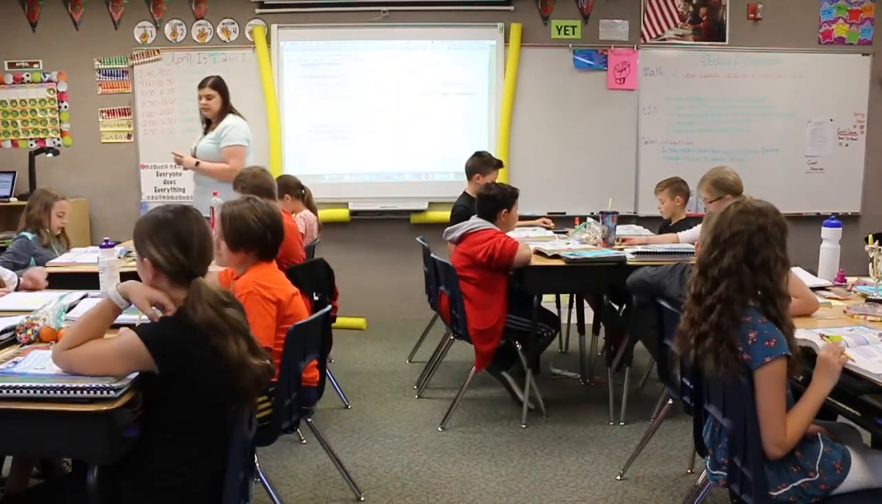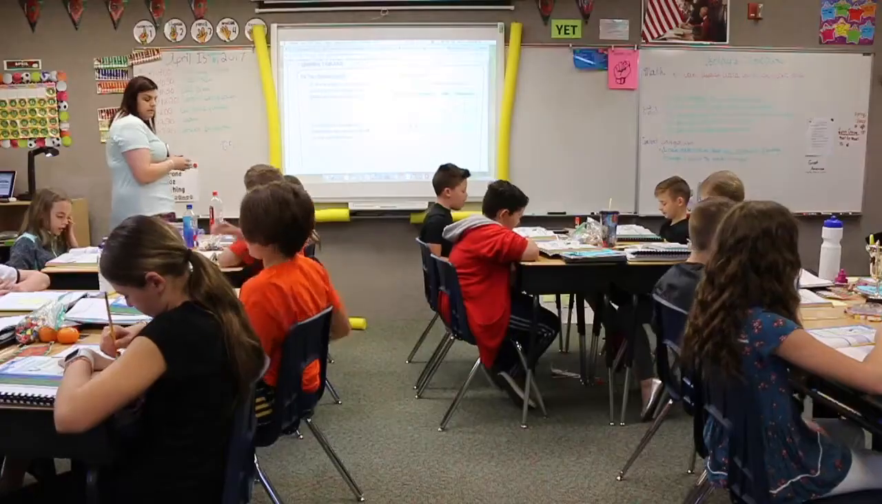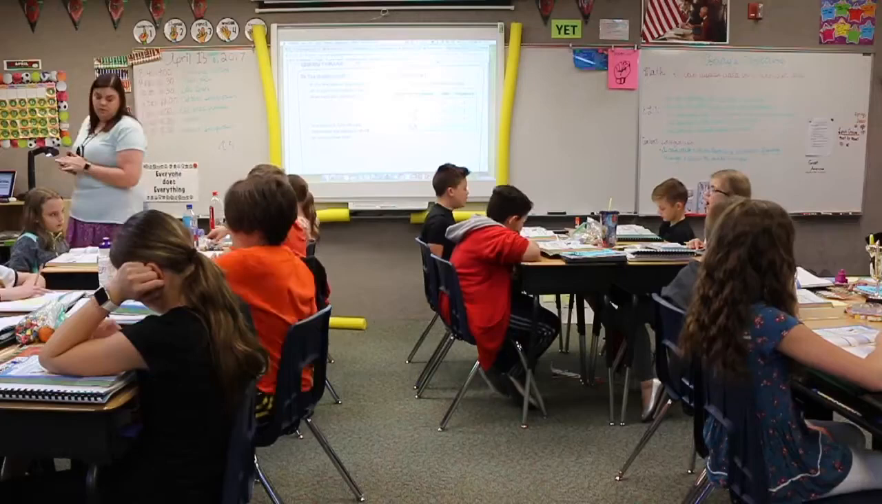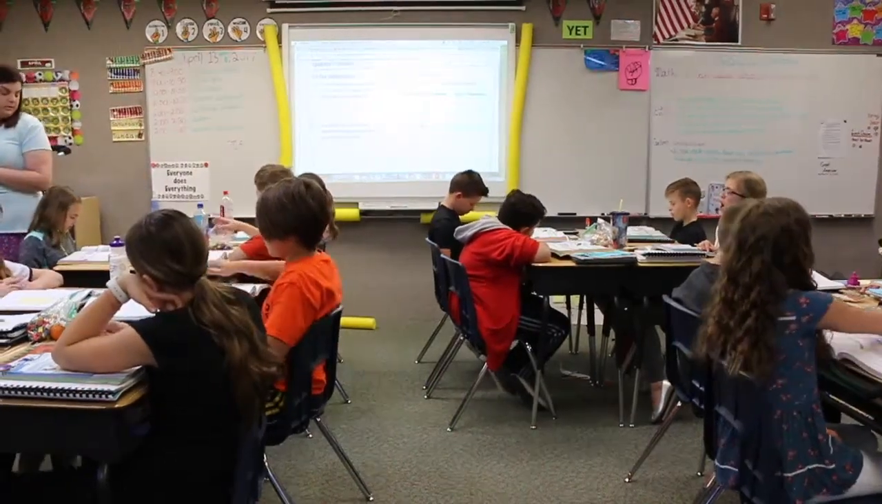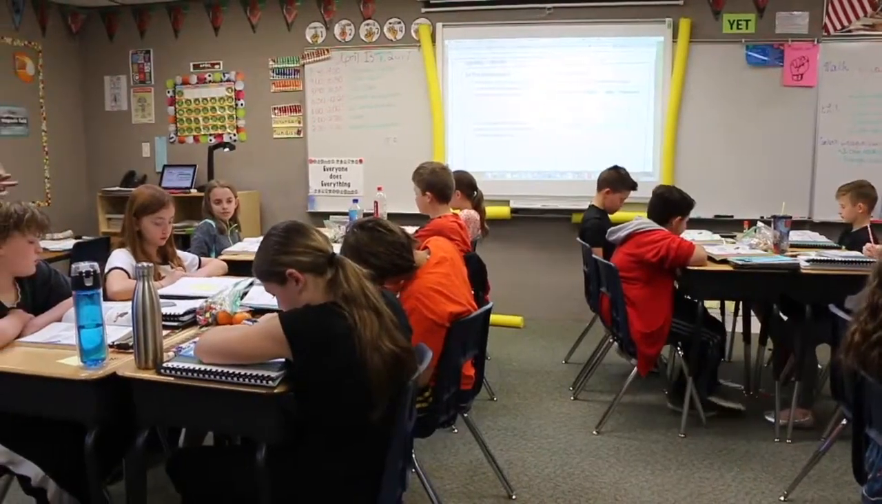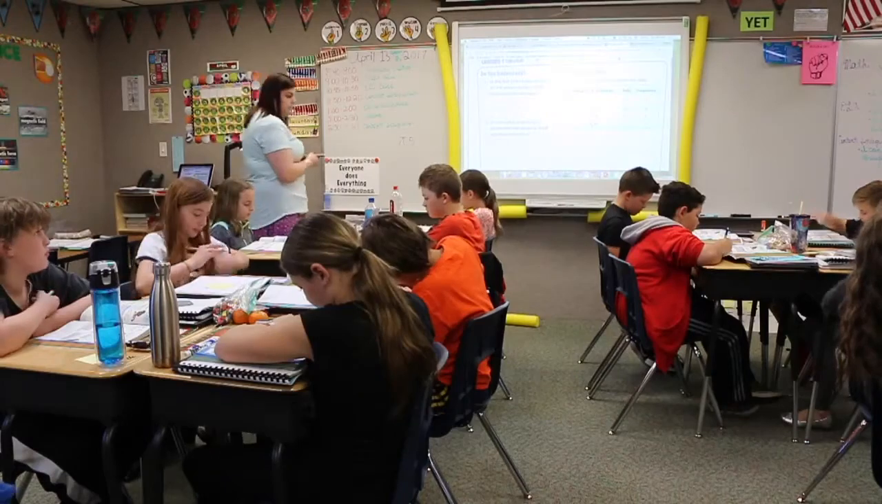Fingers under which? Voices together. Which weight occurs most often? Which weight occurs least often? How can you tell from the line plot? So we're looking at the dog data, and we want to know what weight occurs most, which weight occurs least, and how can we tell? So will you please reason with numbers and words to answer those questions?